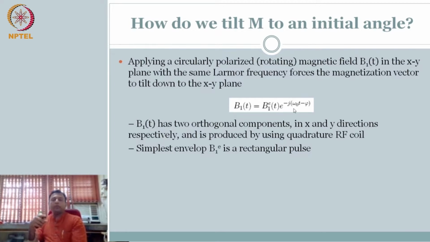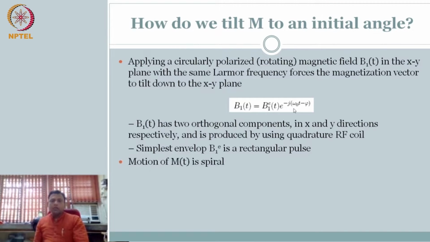The simplest way to think about this envelope is a rectangular envelope of the pulse. So you have this rotating magnetic field that is switched on and switched off. When it is on, it has the same amplitude. That's what this envelope is saying, right?